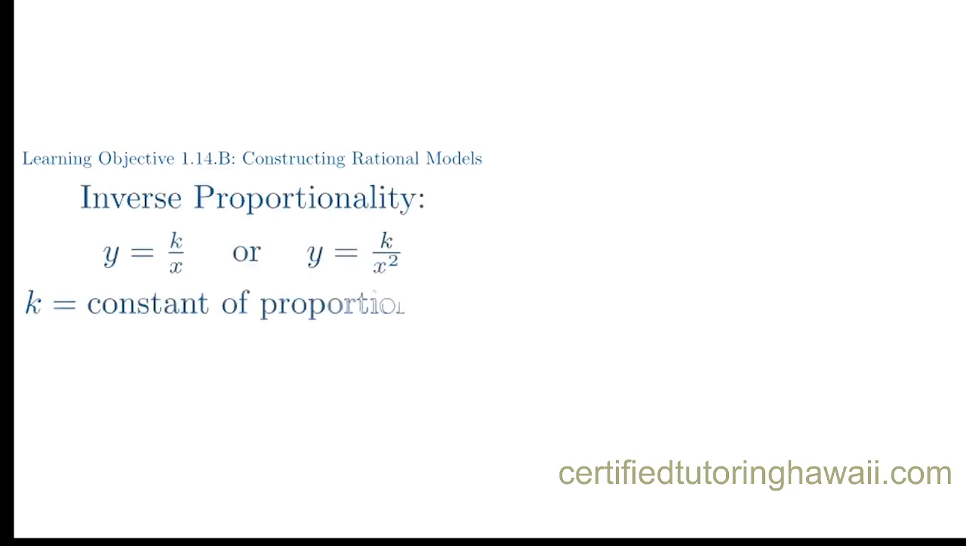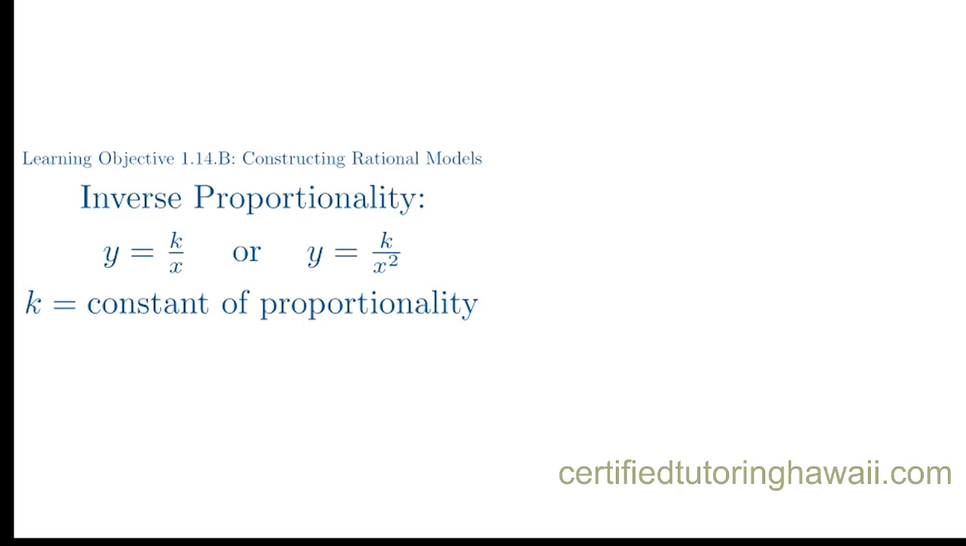They are inversely proportional. These models take the form of y equals k over x, or y equals k over x squared. In other words, one variable is equal to a constant, k, divided by the other variable, or the other variable squared. The constant k is called the constant of proportionality. These relationships are very common in science, for instance in the laws of gravitation and electromagnetism, where force varies inversely with the squared distance.